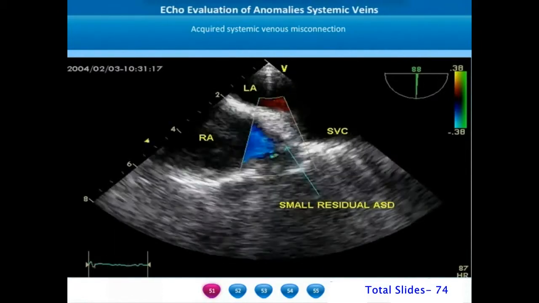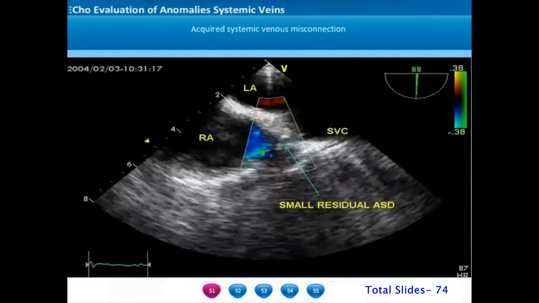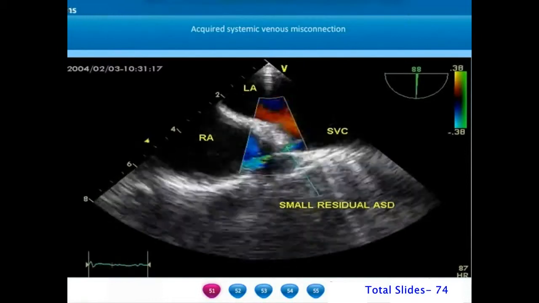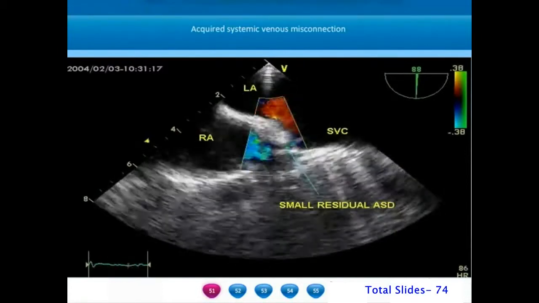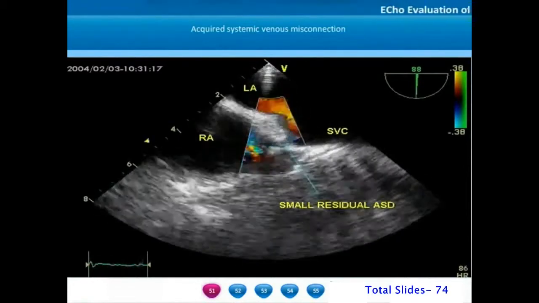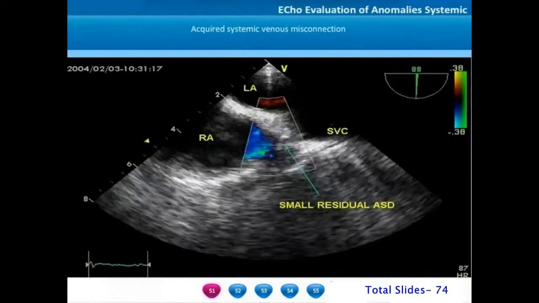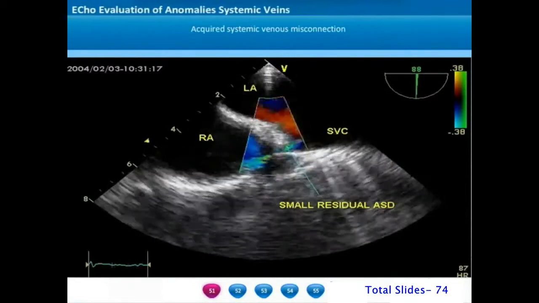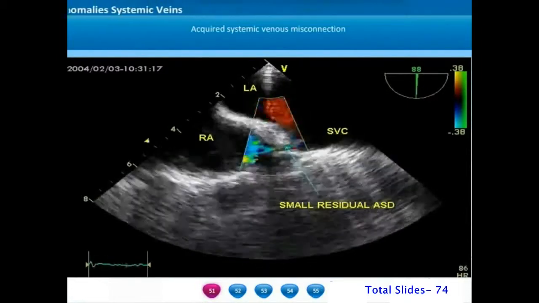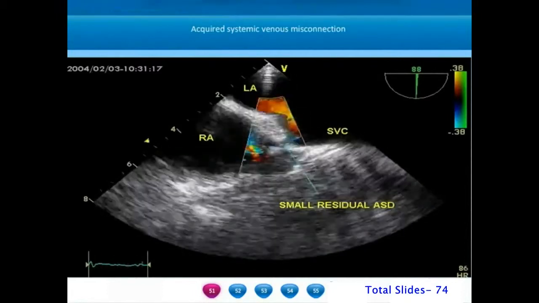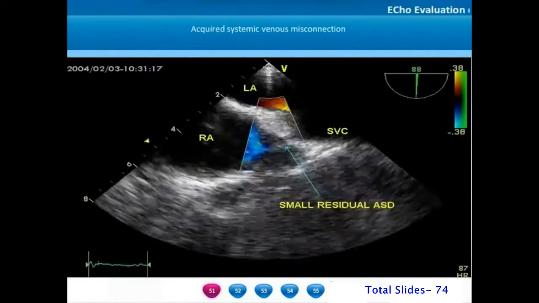Very rarely, an abnormal connection of the systemic veins can be seen after surgery. This may have occurred due to a surgical misconnection. In this patient who had a sinus venosus atrial septal defect treated by a patch closure of the ASD, an abnormal routing of the superior vena caval blood towards the left atrium is resulting in flow of the superior vena caval blood towards the left atrium and causing clinical cyanosis.